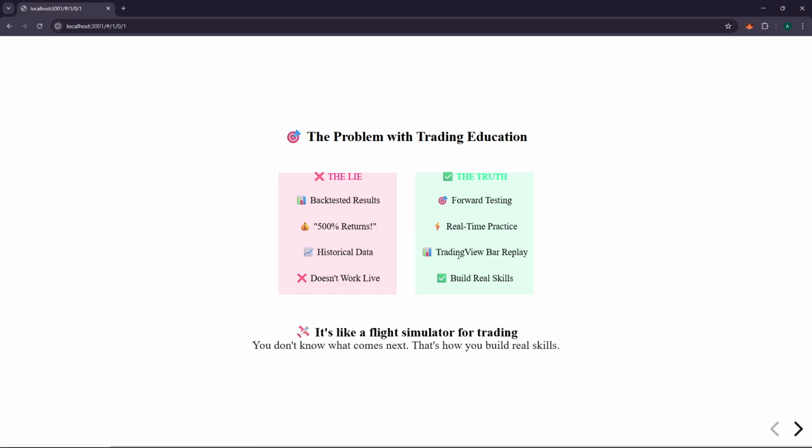Then real-time practice, and we're going to be practicing trading in bar replay, and building real skills. Think of it as a flight simulator for trading. You don't know what comes next, and that's how you build real skills.